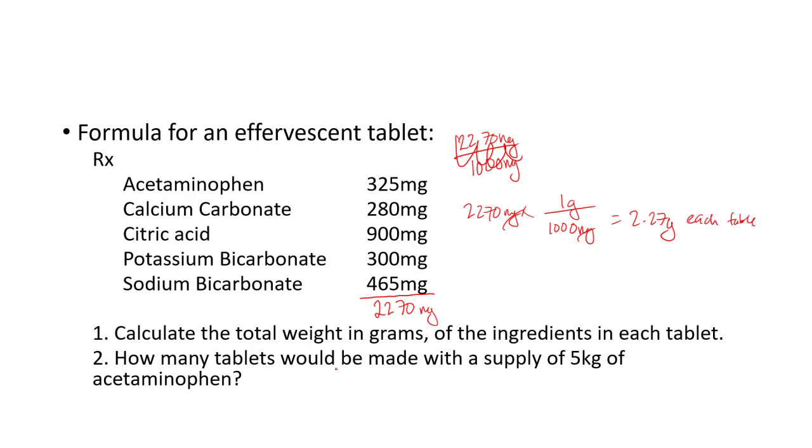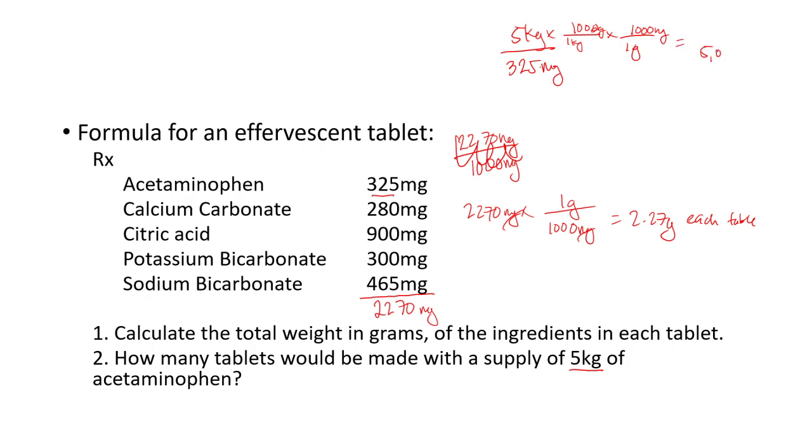And the second question is how many tablets would be made from a supply of 5 kilograms of acetaminophen? So simply put, we need to divide this value by this value. Since you have 5 kilograms available, you need to exhaust the 5 kilograms available. So you can't divide them together since they are of different units. What you can do is convert kilograms into milligrams. 1 kilogram is 1000 grams, while 1 gram is 1000 milligrams.